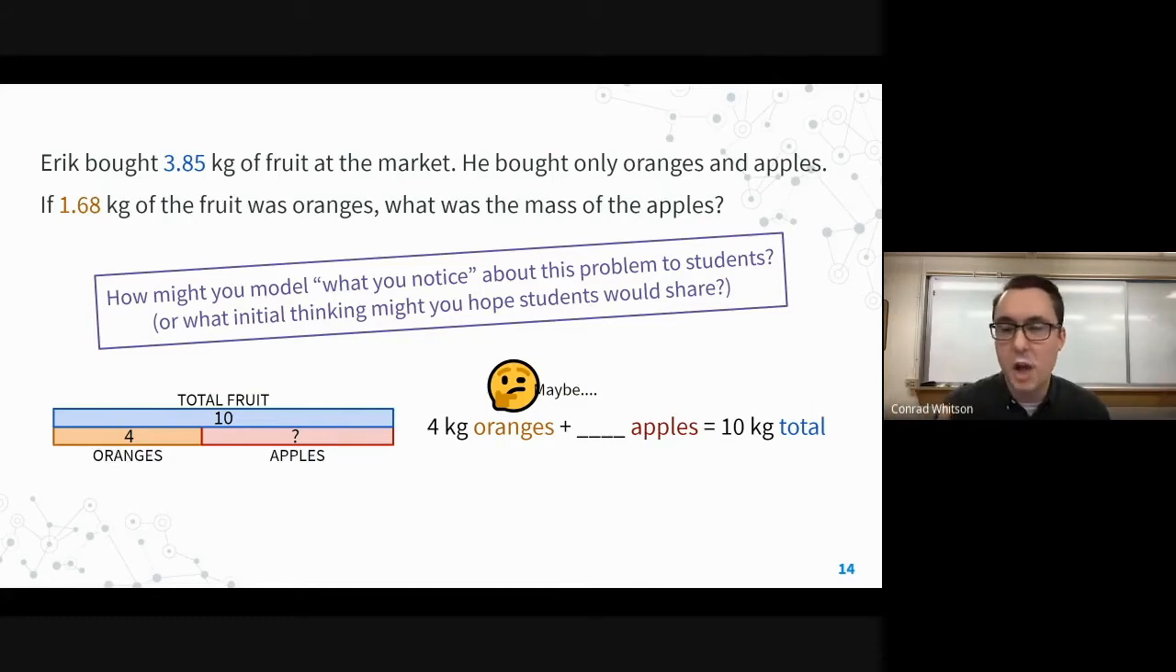I could easily just jot those down into the bar model now. My total is 3.85 kilograms. Oranges are 1.68 kilograms. So I know I'm trying to find this missing part now. Then I can apply an operation, right? Work some decimal number sense strategy here to kind of solve for that. And again, we've kind of demystified it, right?